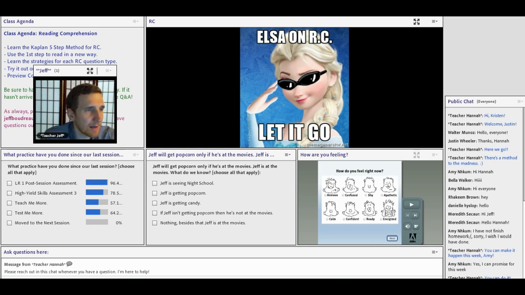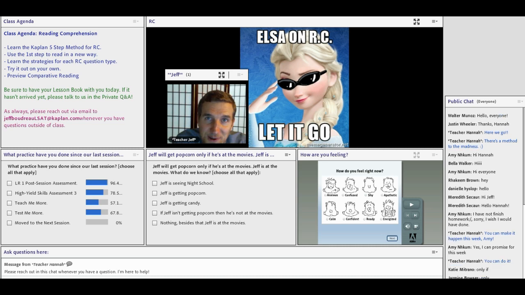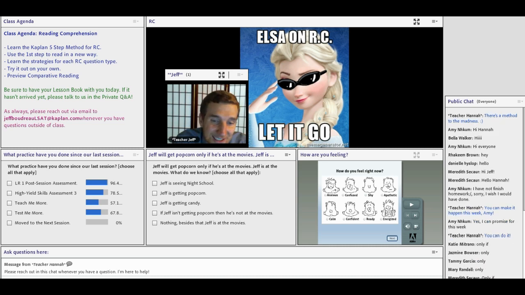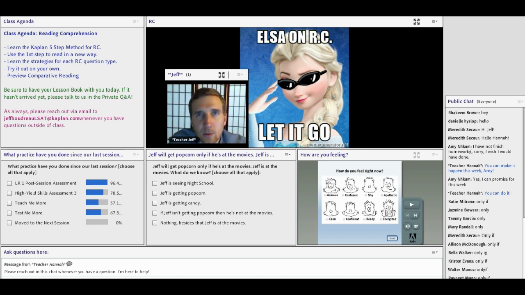Moving on with the formal logic, as I promised you previously, we want to make sure that you are slowly but steadily learning how to translate formal logic statements. Now, giving us a read of Jeff will get popcorn only if he's at the movies. What was the word there that really stood out to you? And Amy, I'm glad to hear that you're making a pledge. You're going to do more homework over this next week. Good. Okay, yeah. Only if. Only if should really pop out to you.